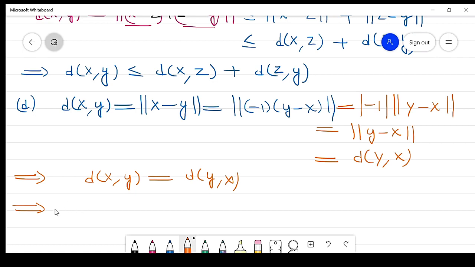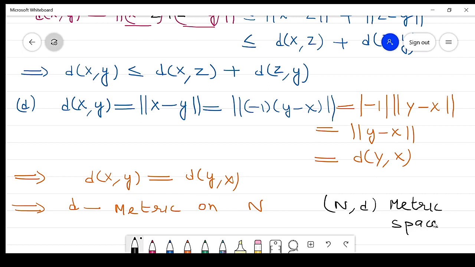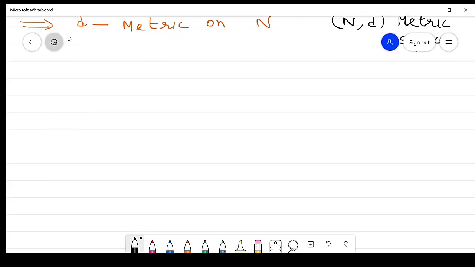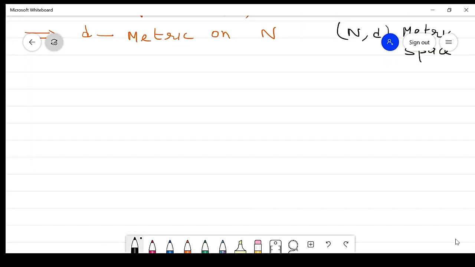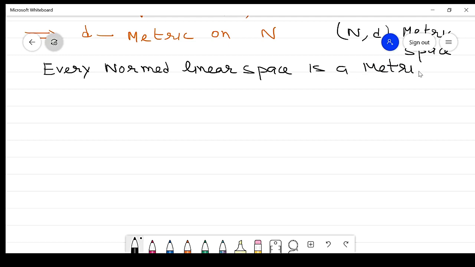So it proves all the properties of a metric space. If it proves all the properties of a metric space, then this d is a metric on N, and this N is also a metric space. So what do we conclude? We conclude that every norm-linear space is a metric space.